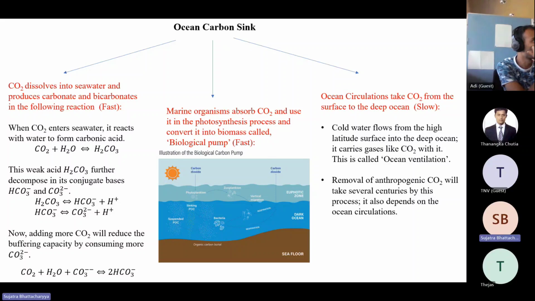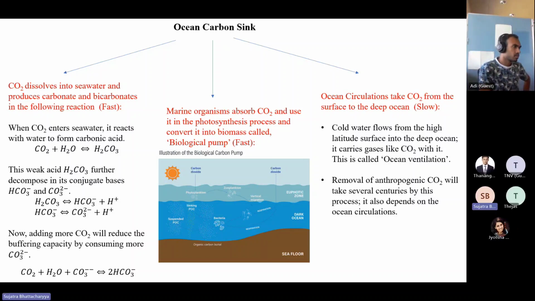Second, in the diagram we can see the upper layer of the ocean, in which solar radiation can penetrate. Some of the phytoplankton absorb carbon dioxide and change it into biomass, and some of the carbon, which is organic carbon, sinks into the deep ocean near the sea floor.